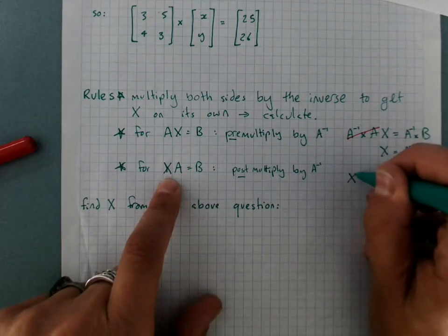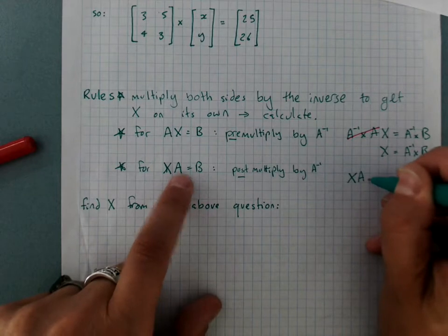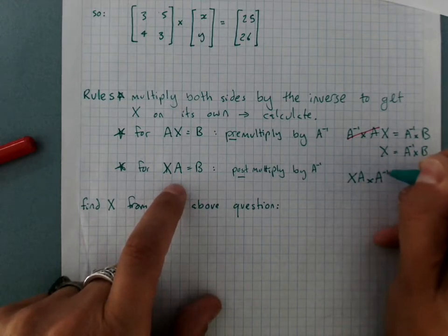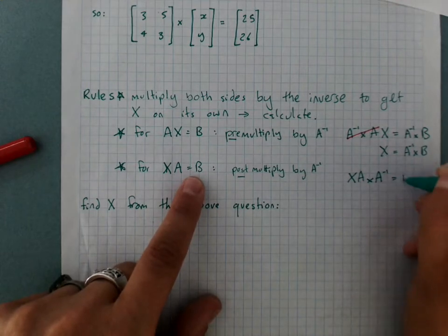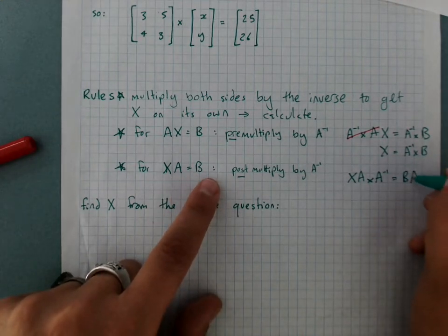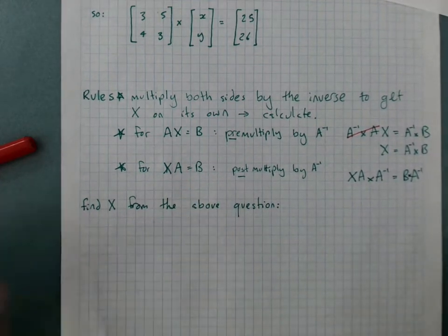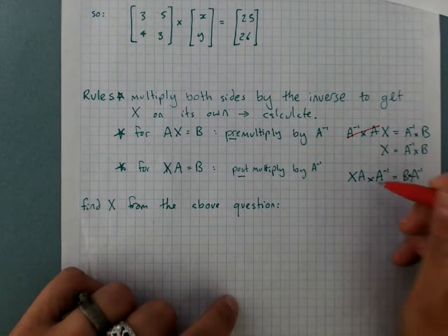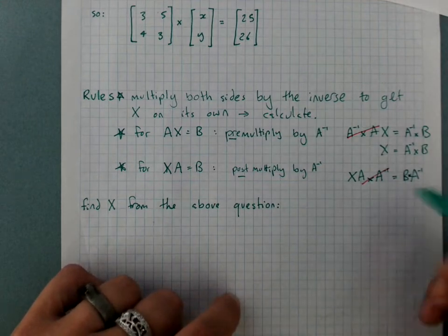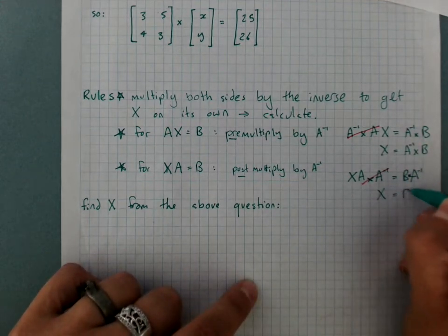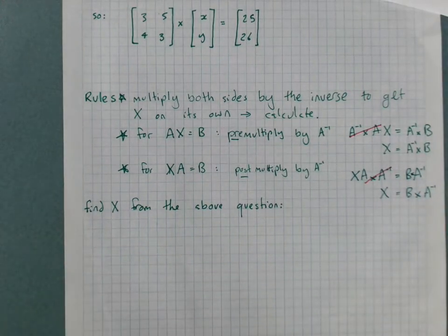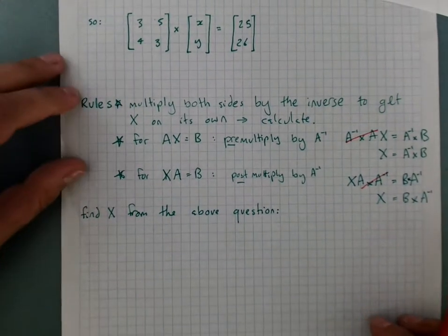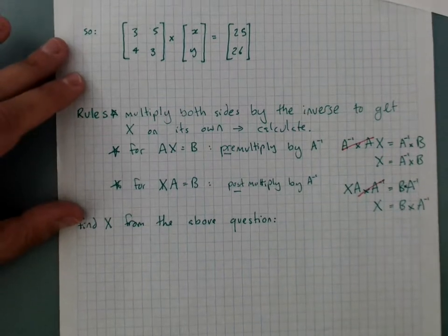So I've got XA, post-multiply by inverse A, so they're next to each other, so they'll cancel, equals B post-multiply by inverse A. A times inverse A will cancel, leaving me with matrix X is B times inverse A. And we'll do that on our graphics calculator. So those are the rules. Let's have a look at how we apply them.